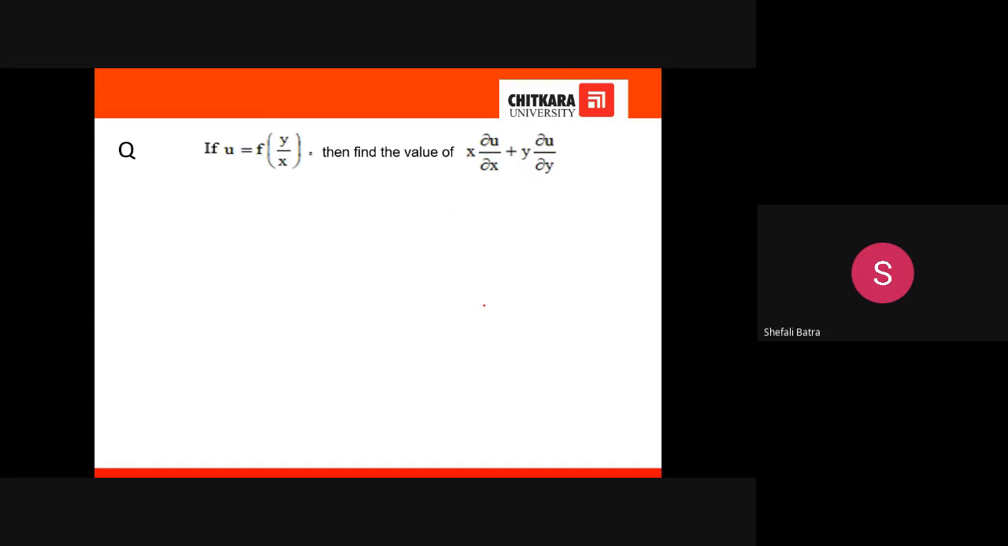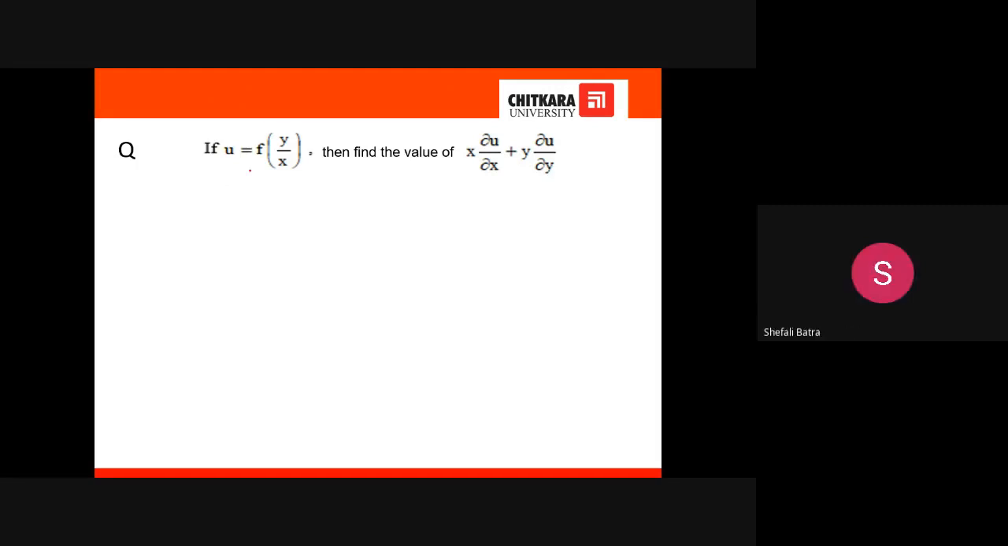Now, next question. If u is equal to function of y by x, then find the value of x into ux plus y into uy. Yes, do it, hurry up. It's just a 1 minute, 1 second answer. Ma'am, equal to u. No u, beta. Why u? Ma'am, because the degree will be 1. No, degree is zero.